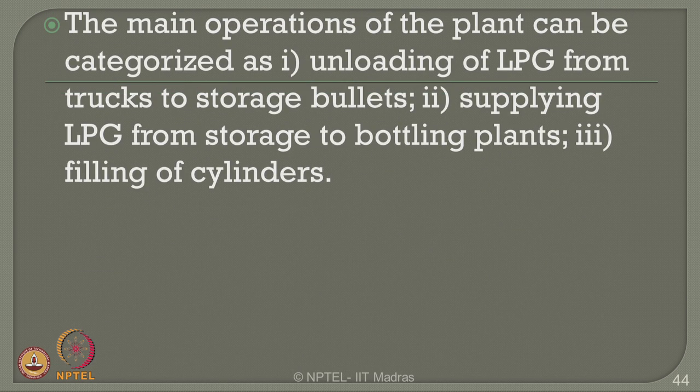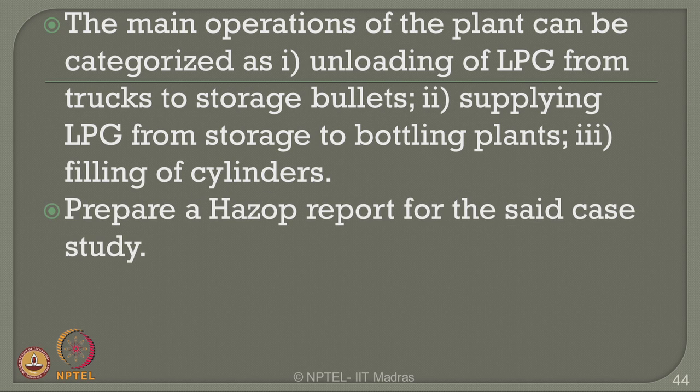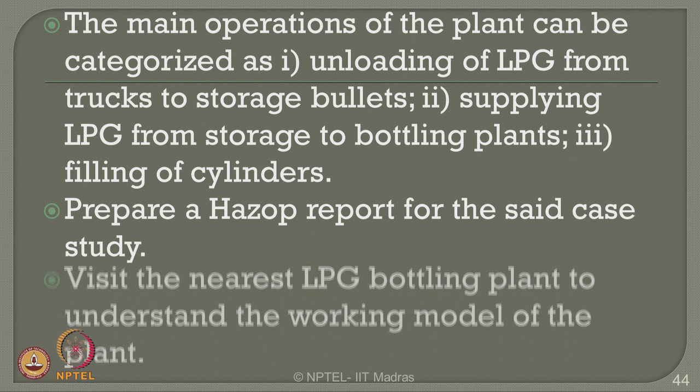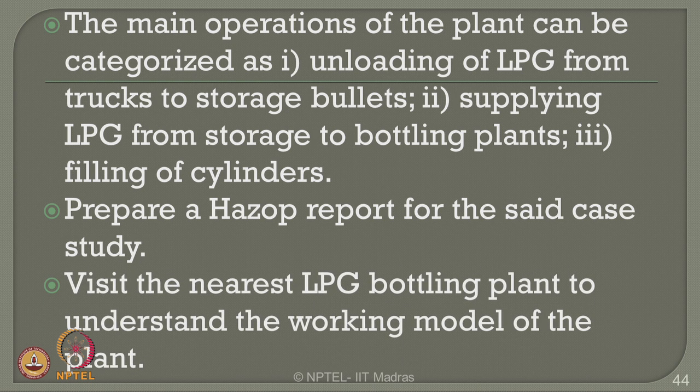The main operations of the plant can be categorized as unloading of LPG from trucks to the storage bullets, and supplying LPG from the storage bullets to the bottling plants. The third area is refilling of cylinders. Prepare a HAZOP report for the said case study. Visit the nearest LPG bottling plant in your area to understand the working model of this plant.